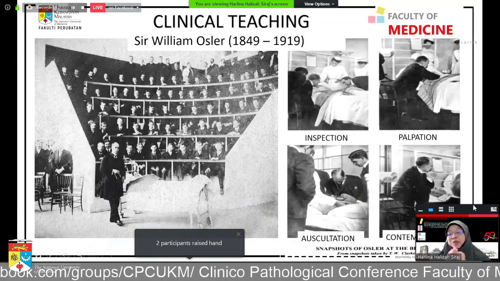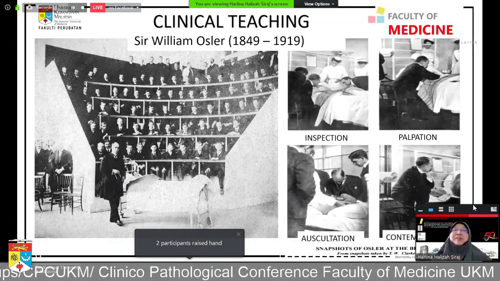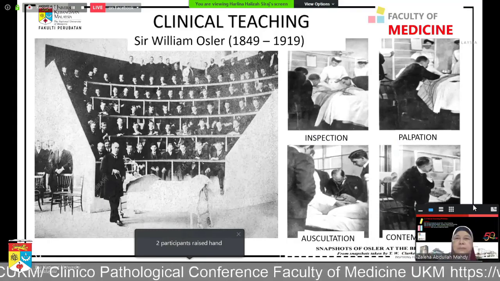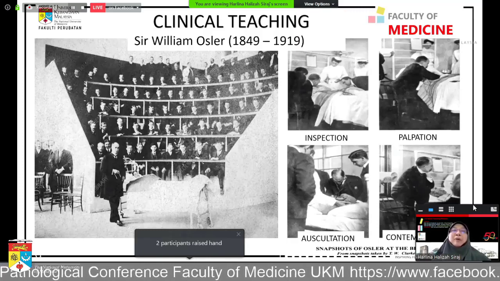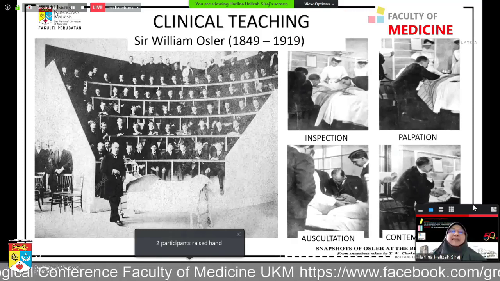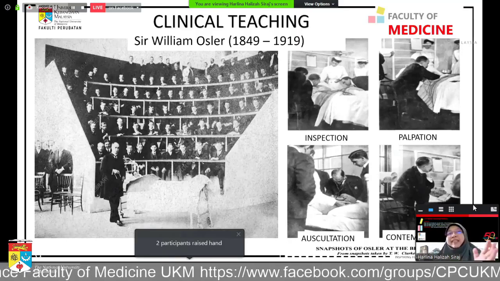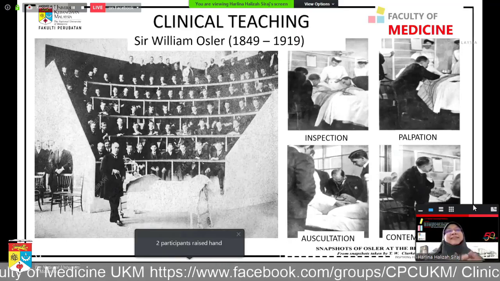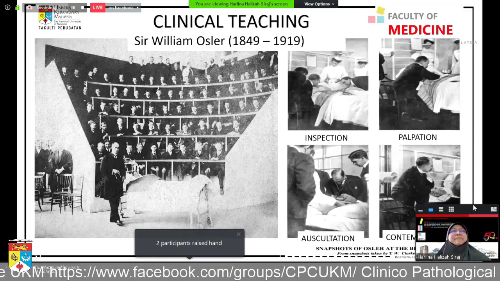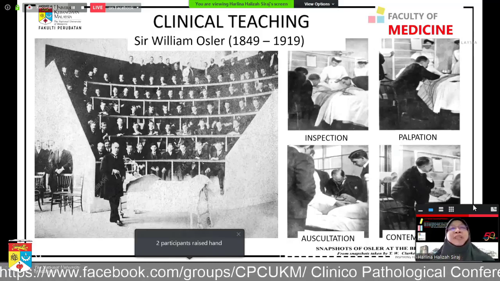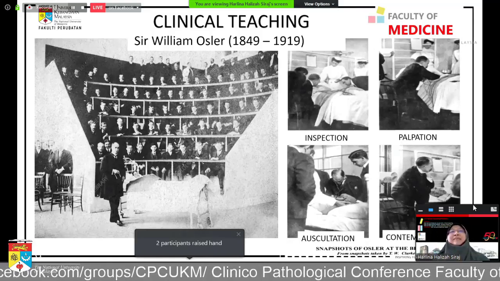Just to be a bit nostalgic and going down memory lane, I'm sure everybody knows Sir William Osler, the father of modern clinical medicine. And when he was younger, teaching in McGill's Montreal, he used to teach students in an amphitheater, where, as you can see, I don't see any women there, but definitely this is the day where it's only men who learn medicine.